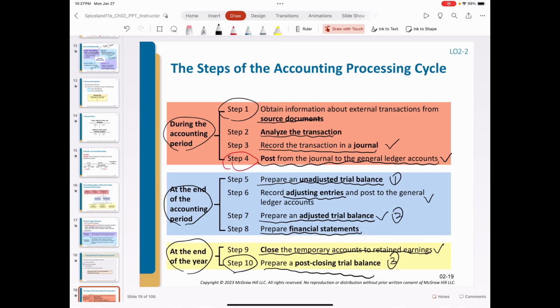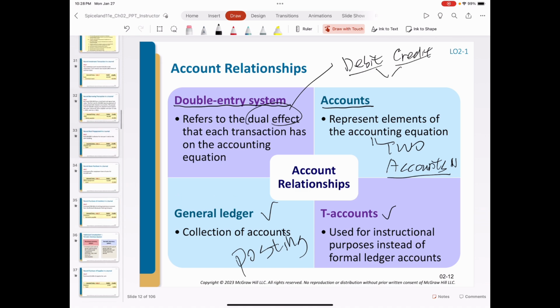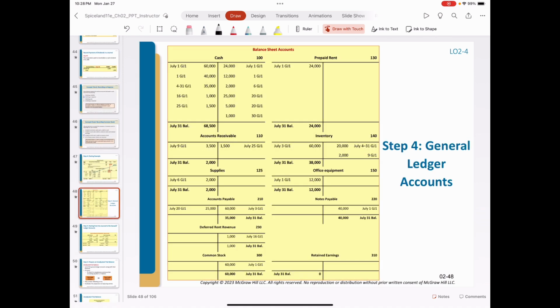Okay, before I further introduce the accounting cycle, let me introduce other concepts and terminologies in financial accounting. The general ledger is a collection of accounts. I will show you an example in the general ledger. If you turn to slide 48, this is part of the general ledger. You can see there are many accounts.